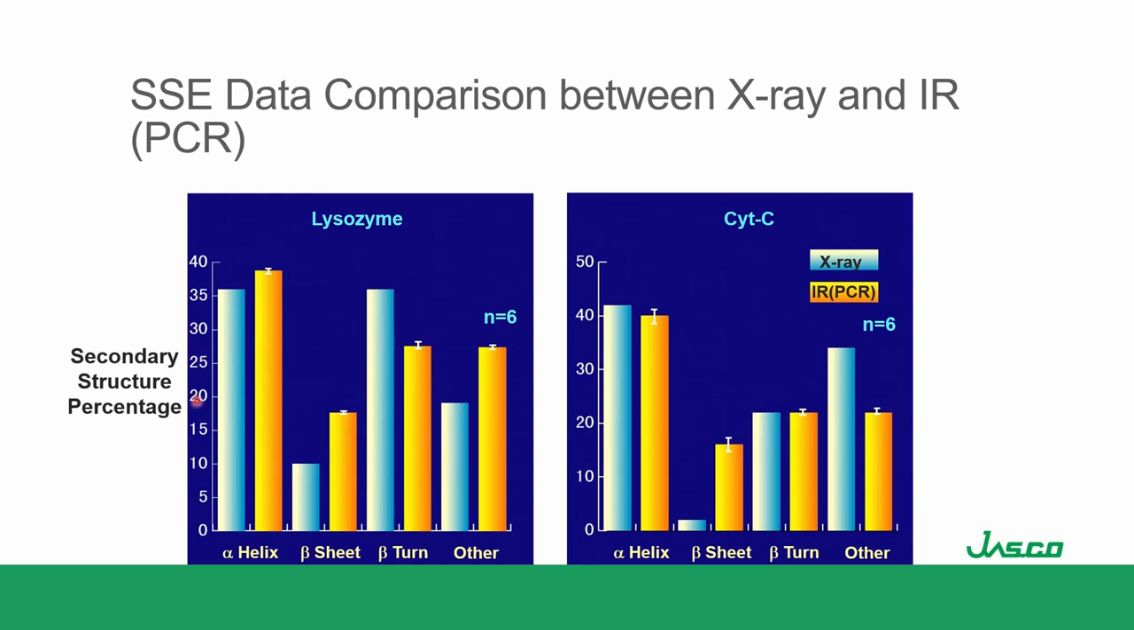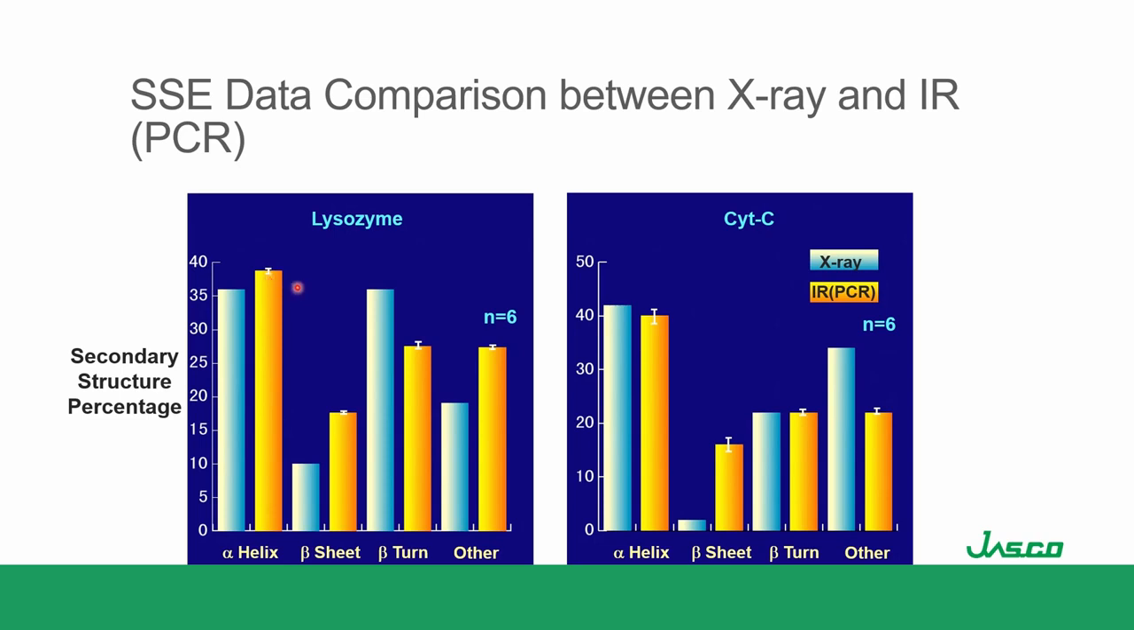If we look at the first graph for alpha helix, we have a very close result. In the X-ray, we have something like 30% of lysozyme conformed by alpha helixes, and the result of infrared is close, something like 39.